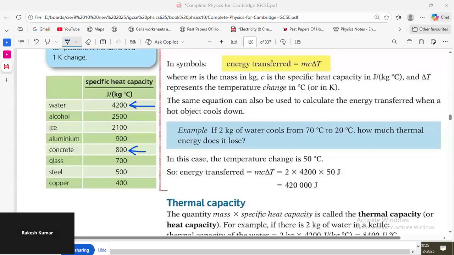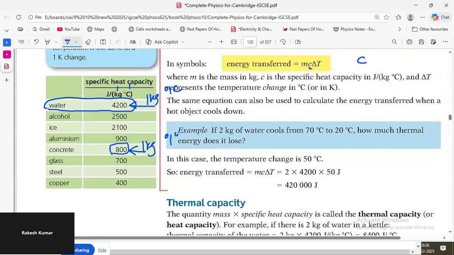Specific heat capacity. The specific heat of water is 4200, which means C is 4200. That means if I take 1 kg of water and 1 kg of concrete, and I want to raise the temperature by 1 degree centigrade, I require 800 joules for concrete and 4200 joules for water.